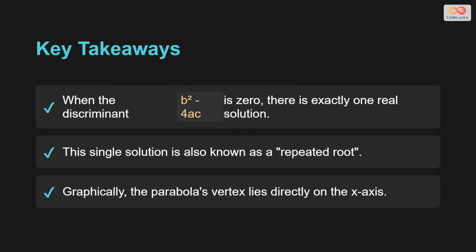So, let's summarize. When the discriminant is 0, there is one real solution, which is also called a repeated root. On a graph, this means the parabola's vertex touches the x-axis at a single point. It's a perfect balance between having two solutions and no solutions.